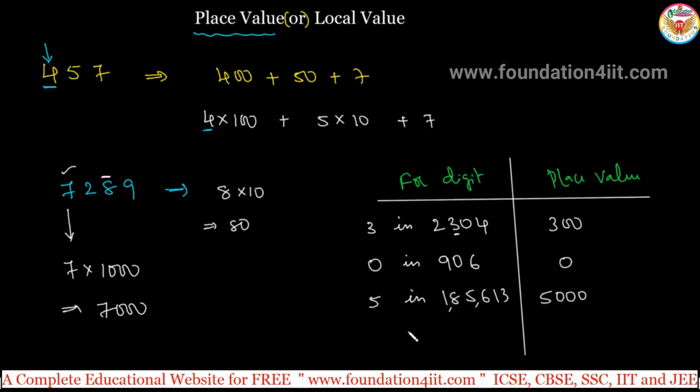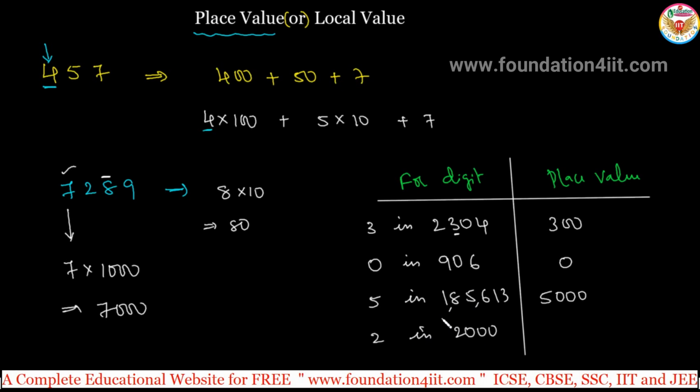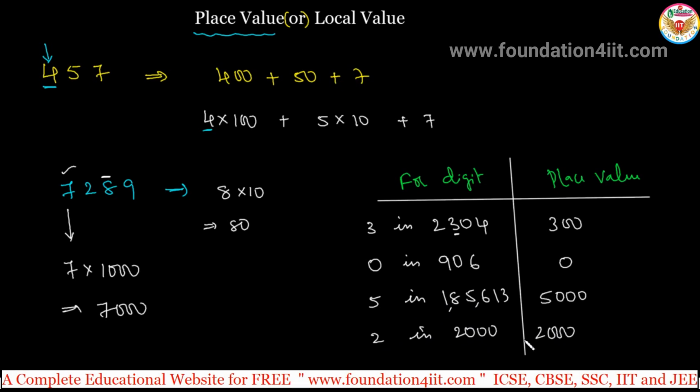Okay. And even 2 in 2000: digit 2 is in the fourth place. So ones, tens, hundred, thousand. So 2000 itself, remaining all zeros, you'll get the same. Okay, this is to identify the place value.